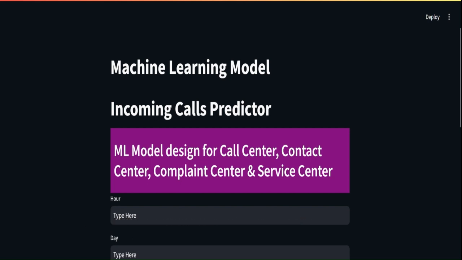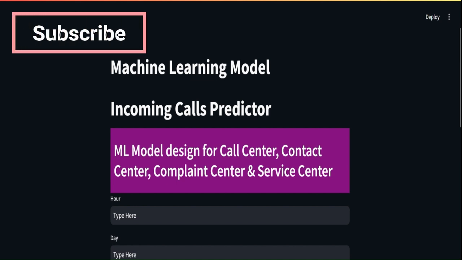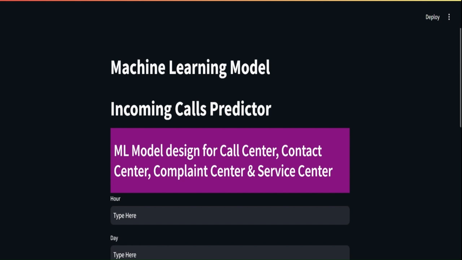I am going to tell you about the machine learning model which I have built recently, and I am giving you a glimpse of the model: how it looks, what exactly this model does, its function, and how it is going to predict. In this video I am going to talk about the model, which is an incoming calls predictor.